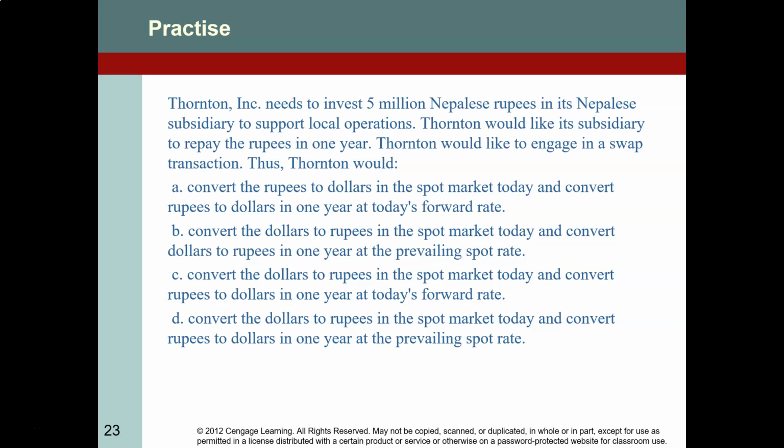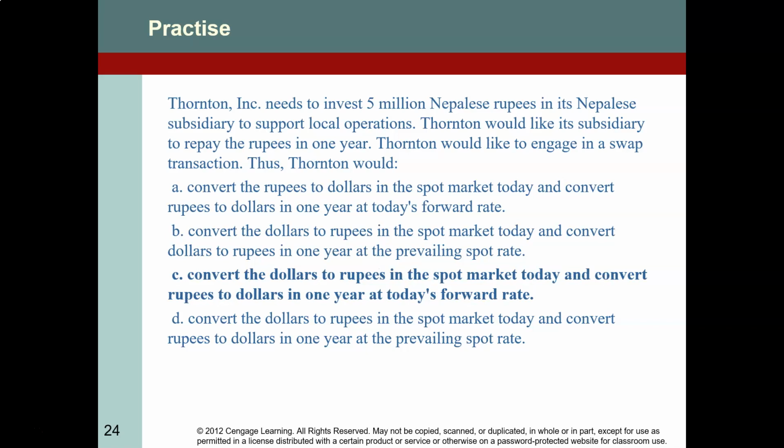The right answer should be C. Because the company is going to invest 5 million Nepalese rupees today, it needs to convert dollars to rupees in the spot market today so it can pay or invest 5 million. After a year, the company is expected to receive 5 million rupees. So it can convert rupees to dollars in 1 year at today's forward rate.